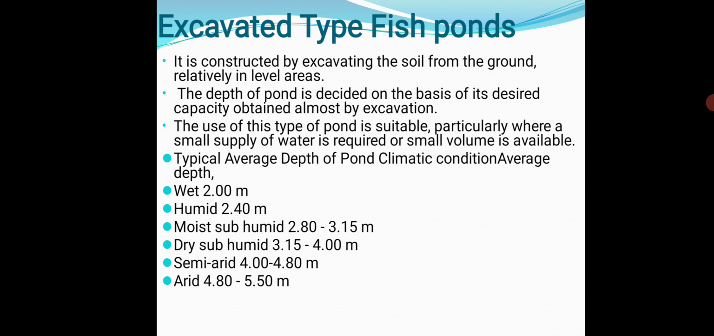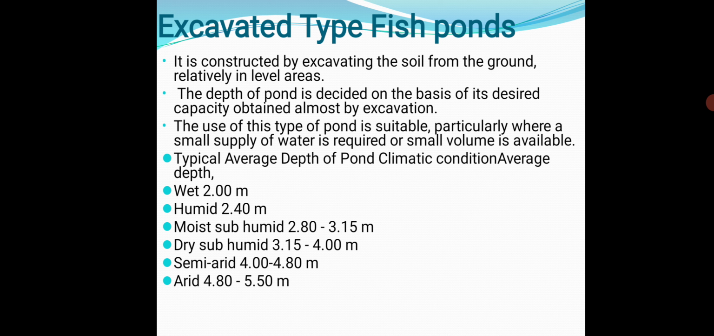Next, excavated type fish pond. It is constructed by excavating the soil from ground in relatively level areas. The depth of the pond is decided on the basis of its desired capacity, obtained almost by excavation. The use of this type of pond is suitable, particularly where a small supply of water is required or small volume is available.